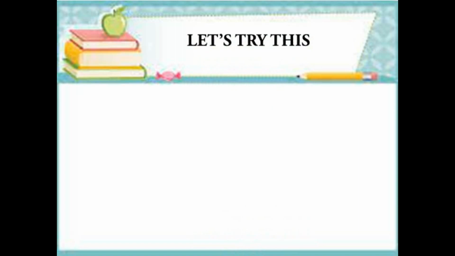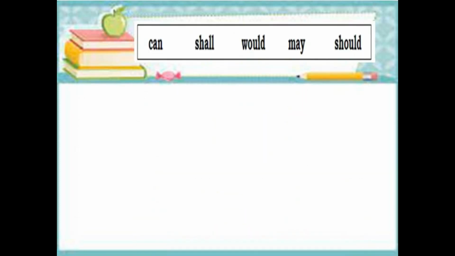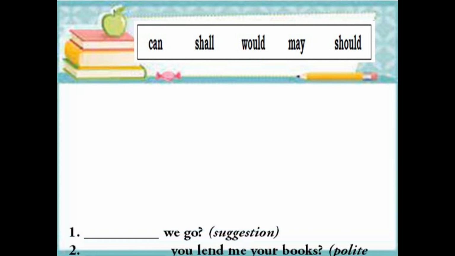Let us try this. Learning Task 1. Complete each sentence by supplying the appropriate modals. Select from the given choices. Be guided by the function shown inside the parentheses. Do this in your notebook. These are the choices: can, shall, would, may, should.